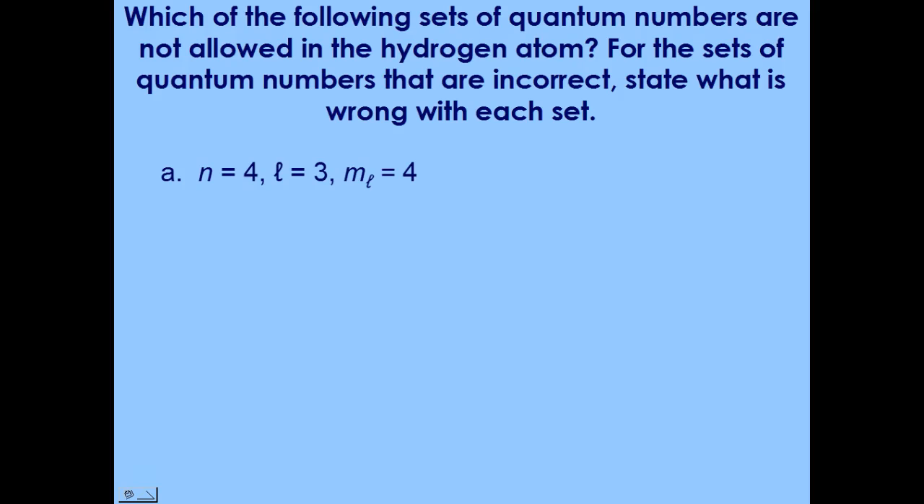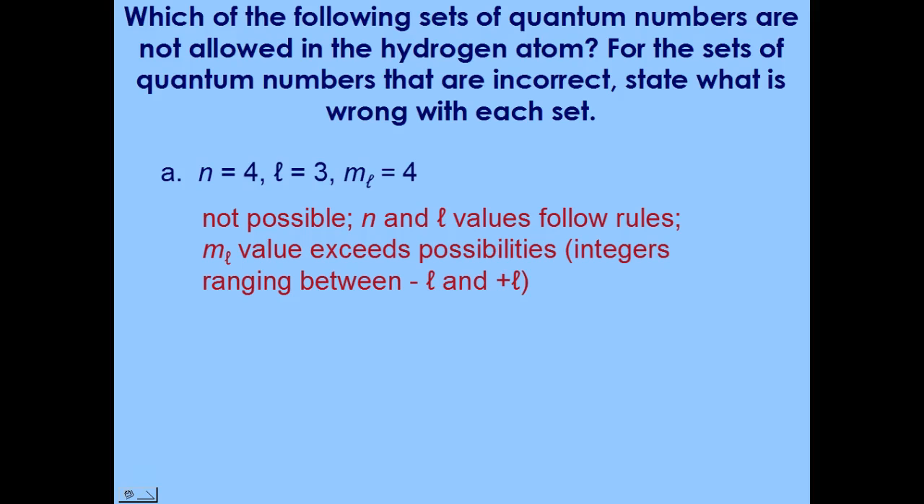So n of 4 would give me the 4th energy level, and L of 3 would give me an f, so 4f is possible. ml, however, has to range from -L to +L, and 4 for ml is way higher than 3, so this one is not possible. It's not allowed. n and L are great, but ml needs to be -3, -2, -1, 0, +1, +2, or +3. It has to represent one of those 7 f orbitals that we would expect to find.